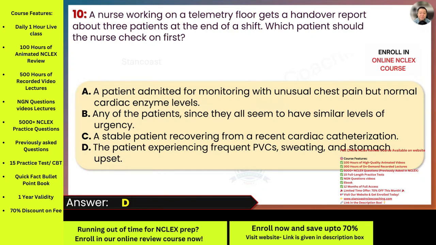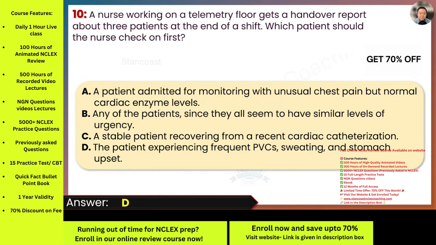Well, we know that chest pain is always concerning, but with the normal cardiac enzymes, it means there's no active heart damage and the patient is being monitored and is also stable for now. Comparing it to our letter D with the frequent PVCs, which are suggestive of MI, you have to take priority of that one because this indicates that the problem is active and possibly a worsening condition.